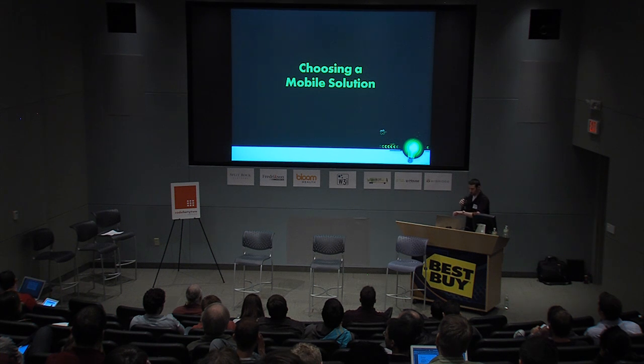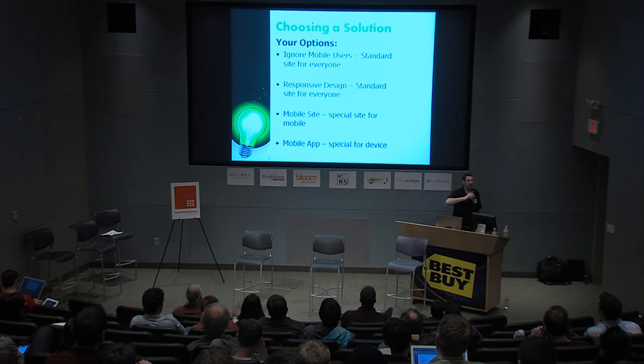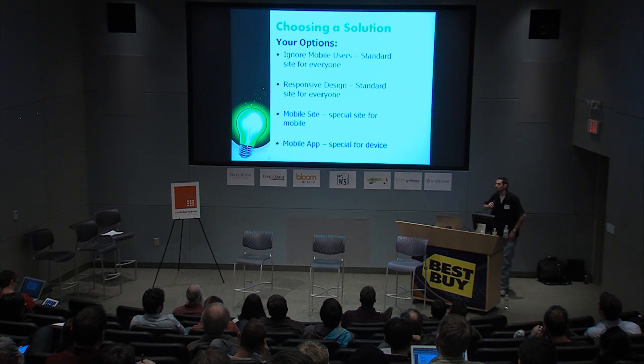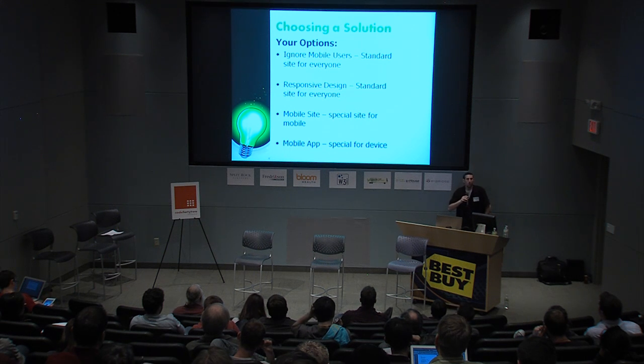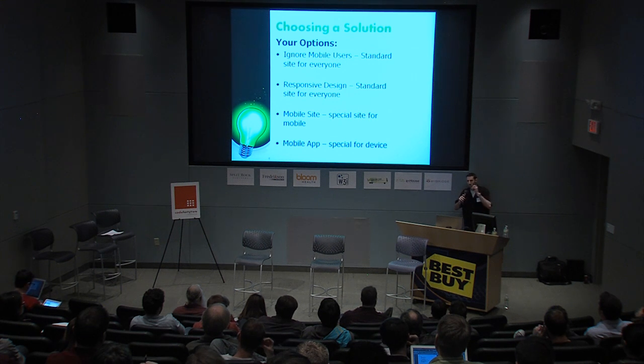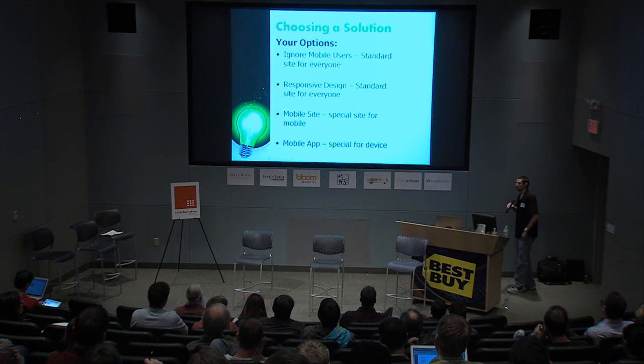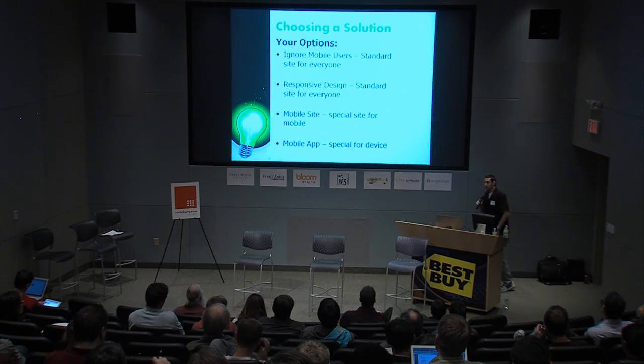Okay, choosing a mobile solution. This is where it gets fun. We have different options when choosing mobile solutions for our users. The first option, really, really easy. Just ignore them. Who cares? The problem is, we already see people are using their devices more and more. People are expecting mobile-friendly websites. Another one we can do is responsive design. We can create a standard site for everybody. You come to the site, it readjusts, works on your device. We can create a mobile site, which is obviously just for mobile devices. And we can create apps, which are super friendly for specific mobile devices.